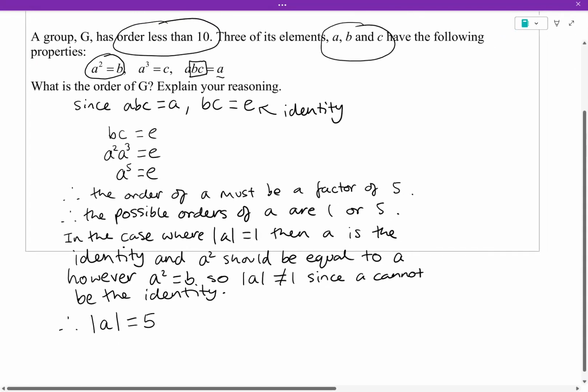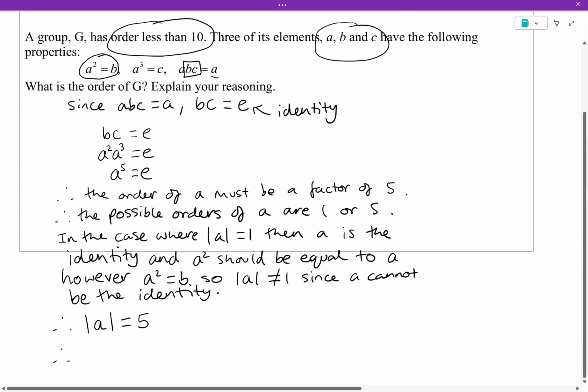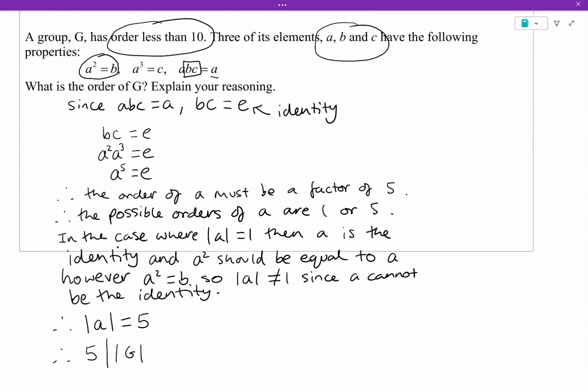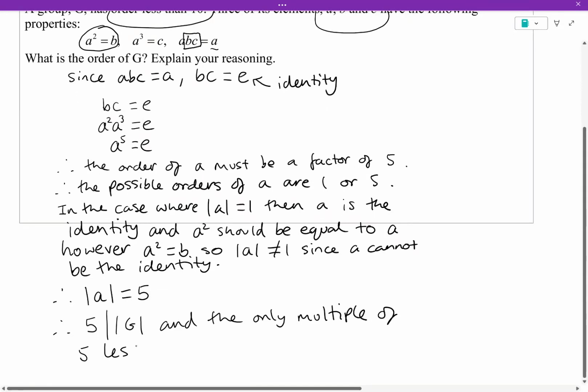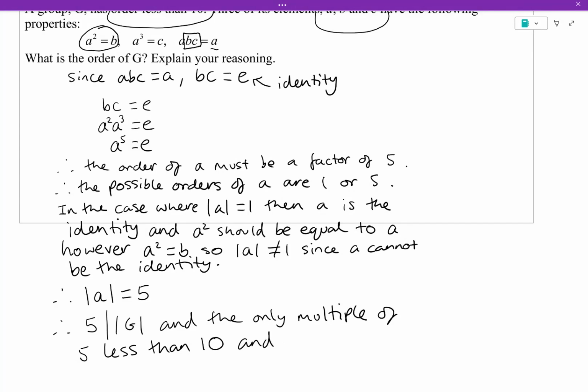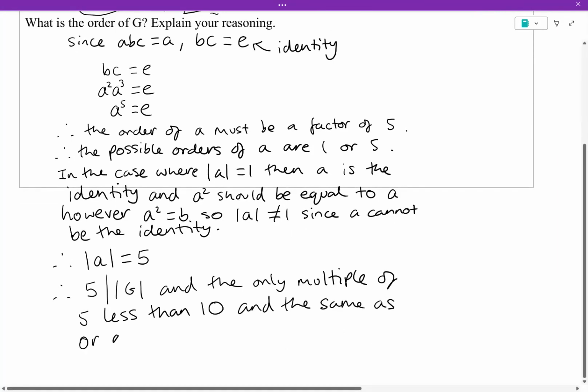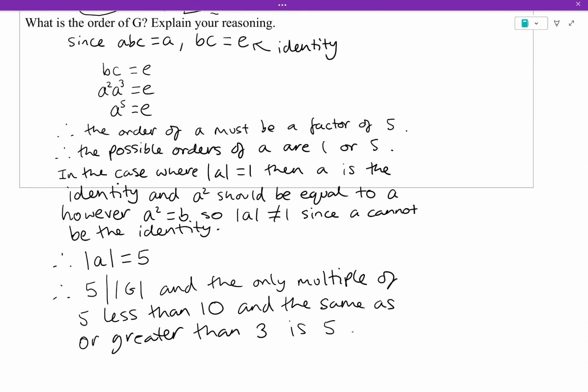Okay, so I'm just going to write that out. Therefore, 5 must be a factor of our group order, and the only multiple of 5 less than 10 and the same as or greater than 3 is 5. So the order of G is equal to 5.